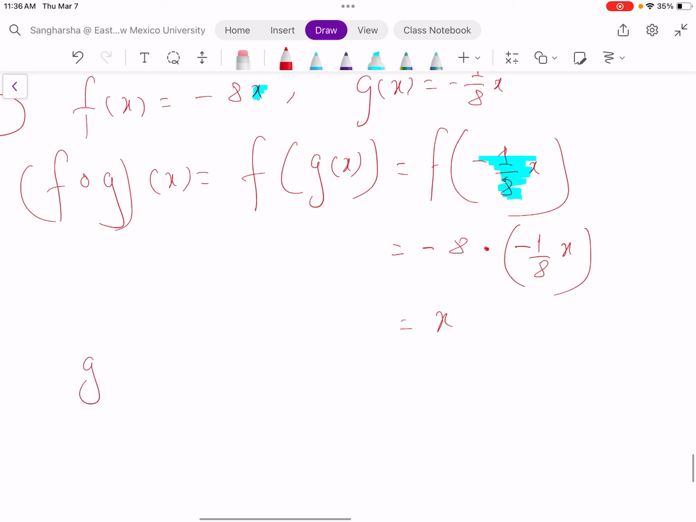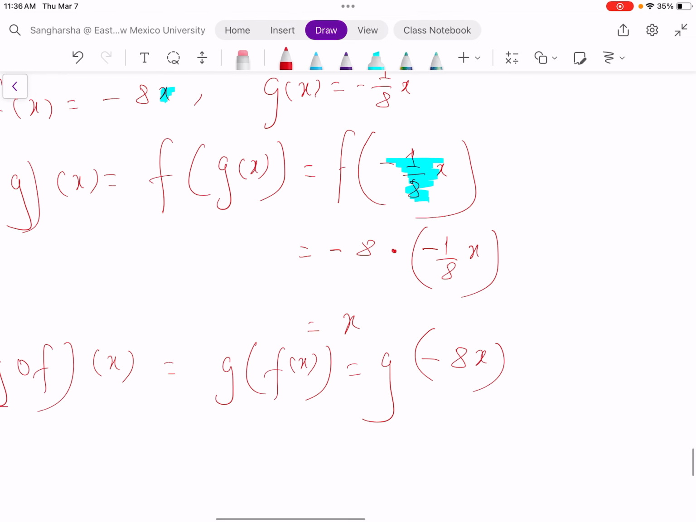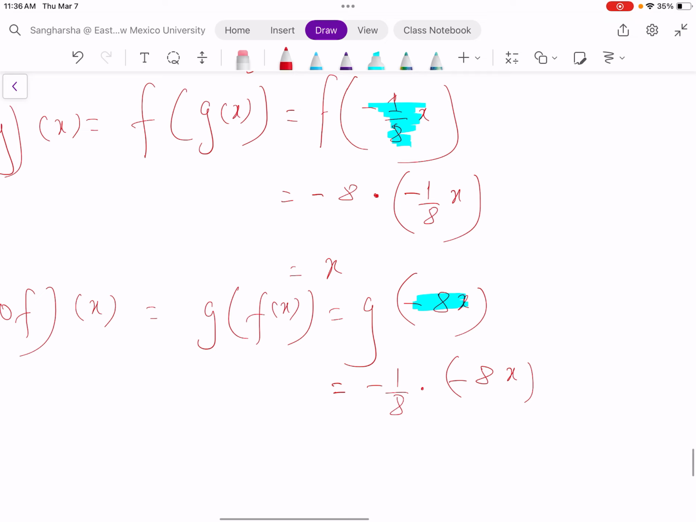Now let's find g composite f of x, which is g of f of x. We have g as it is, and for f of x we have negative 8x. Now let's find g of negative 8x. You substitute negative 8x for every x in the g function. So we have negative 1 over 8 times negative 8x. Negative 1 over 8 times negative 8 is positive 1, times x is x.